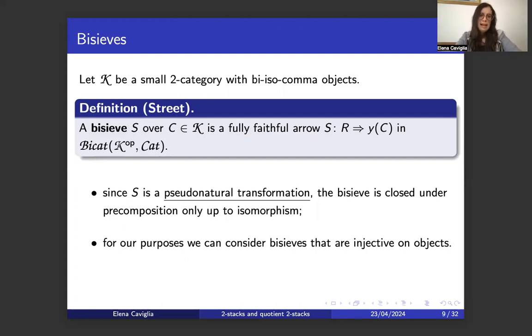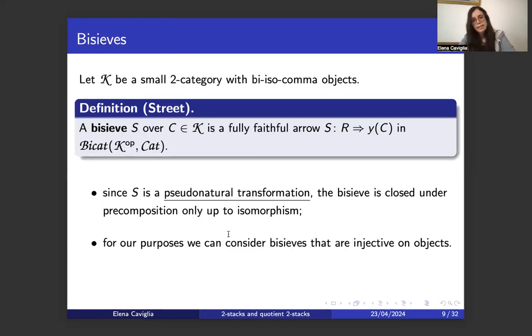So we say that a bi-sieve over an object C is a fully faithful arrow S of this form with target the Yoneda of C in this category. And here we have to make some comments about the differences between a sieve and a bi-sieve. So first of all, S is just pseudo-natural in this context. And this means that the bi-sieve is not closed under precomposition on the nose, but only up to isomorphism. And this is the first difference.